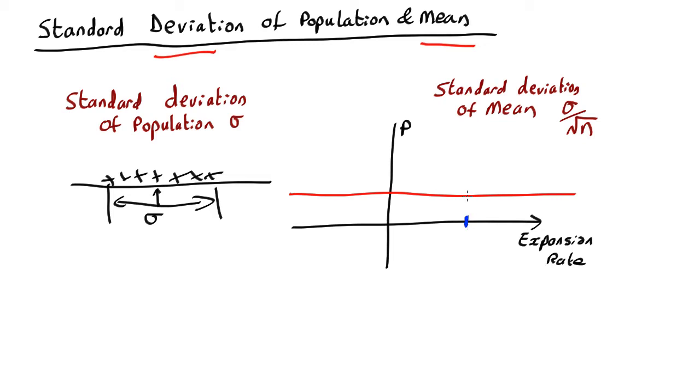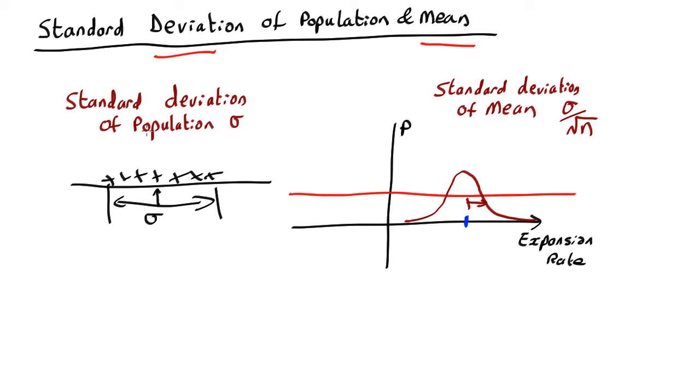Does that mean the expansion rate is this? Well, no, because there's an uncertainty in the measurement. What it means is we now think it's going to be something like this. So the most likely value for the expansion rate of the universe is the one of your measurement, but it probably won't be exactly the same because we know there's an uncertainty in the measurement. And the width of this is the standard deviation of the population.